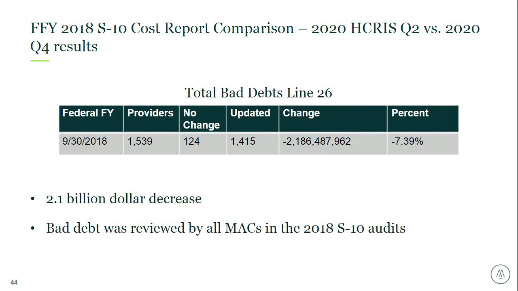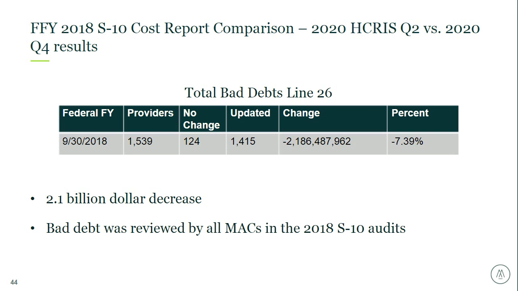Now with this slide, we see that a little over 1,400 fiscal years were revised for total bad debt. Again, the change was massive, with $2.1 billion, representing a little more than 7%, removed from the S-10 reports. I think a more robust bad debt review in the S-10 audits is the biggest cause for the decrease.